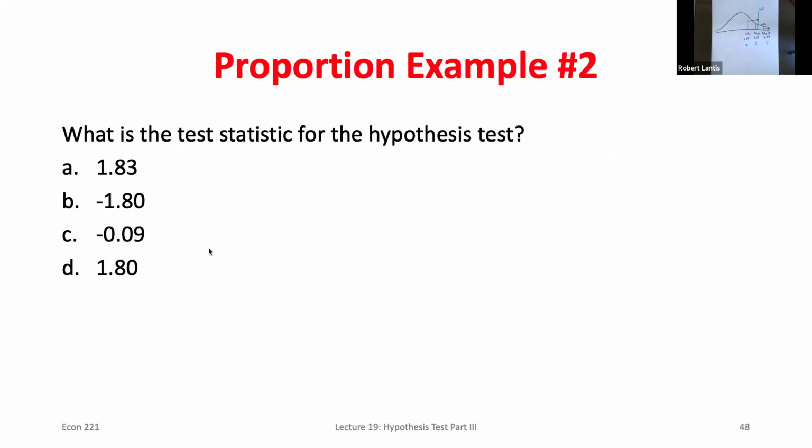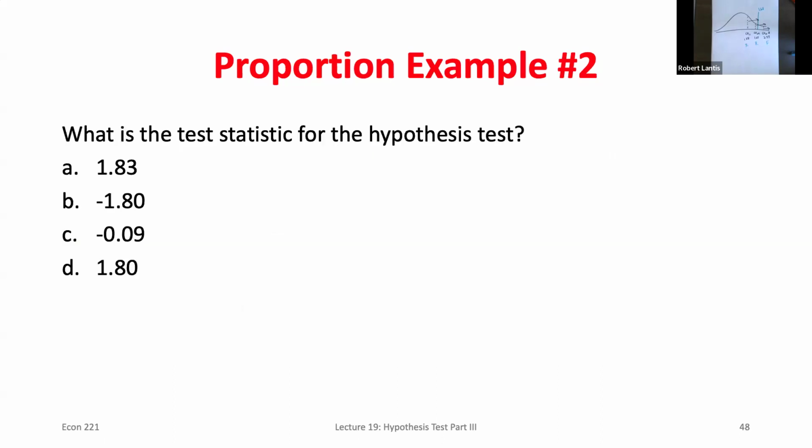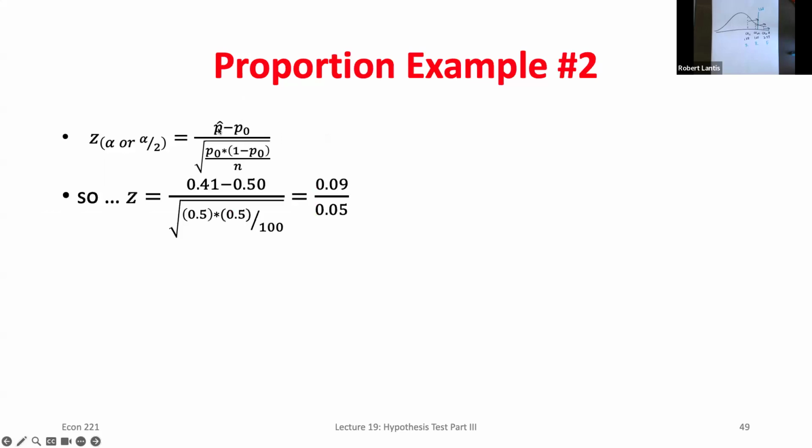So what would my test statistic be? Well, first of all, I found a sample proportion that was below the assumed true value of 0.5. So I should have a negative test statistic. So right away, I can rule out A and D. From there, it's just a matter of plugging everything in. I've got my test statistic equation. Sample proportion is 0.41. Assumed true proportion of 0.5. Sample size 100. So I get negative 1.8.